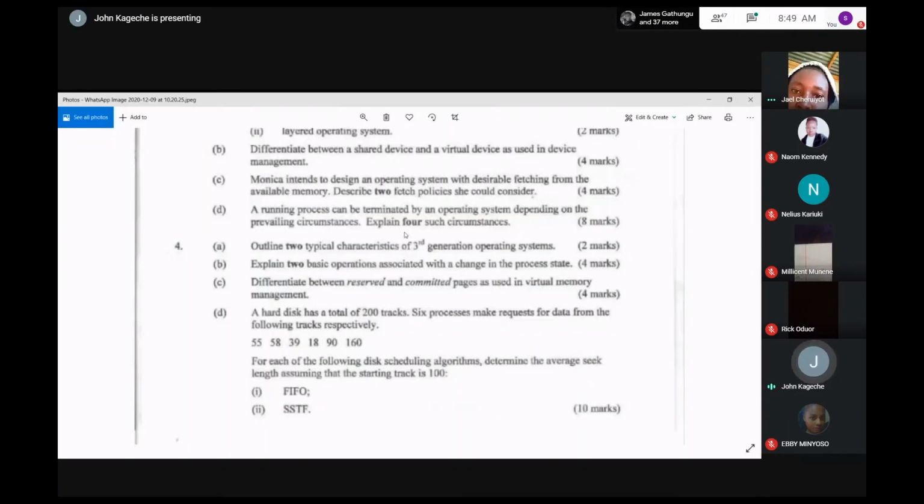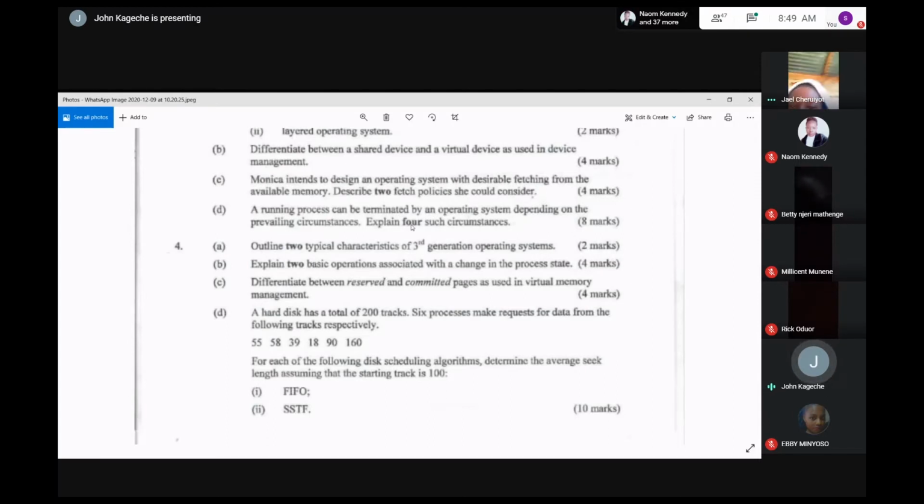Pre-paging, yeah. So we are talking about Monica intending to design an operating system with desirable fetching from available memory. Describe 2 fetch policies she could consider. And we said, what is fetch? It's more like to read, to access. Read is to fetch. To access is also more like fetching. So we're saying here that there are policies that need to be put in place. Now, what are these policies?